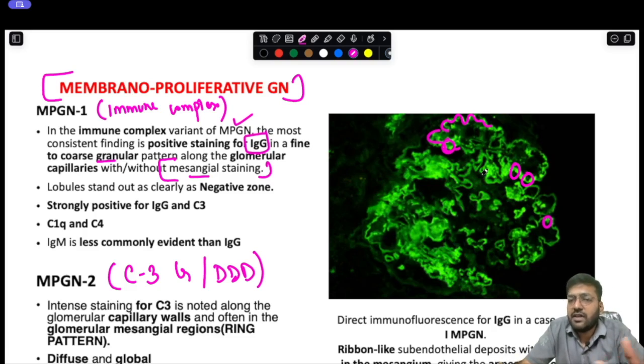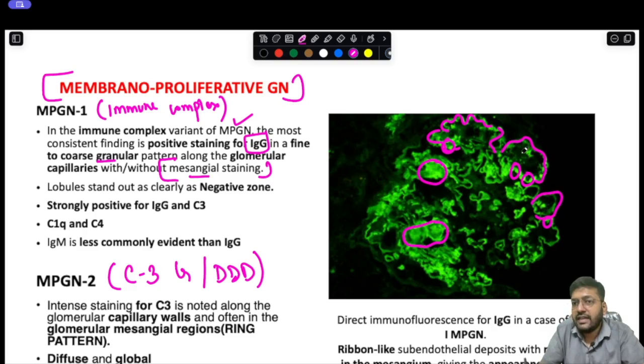Rather, the concept of subendothelial and subepithelial is more clear when we are seeing electron microscopy rather than immunofluorescence. But yet you can make out. So in type 1, there are heavy subendothelial deposits around the capillary membrane, and in very few areas you can see certain mesangial deposits also. Because of this kind of staining, wherein at the periphery the glomerular capillary membrane is staining, and the entire lobule, the mesangial part, has no staining, it is giving a lobulated appearance.